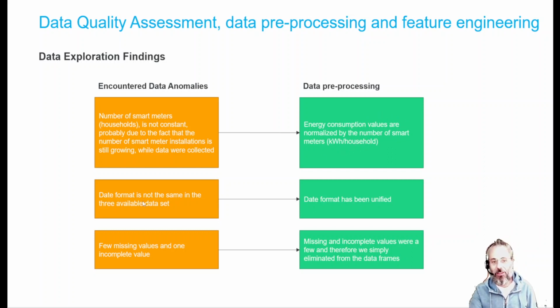The date format of the three data frames that we had to merge together was not the same, so we had to do some manipulation of the data to get the same format of the date, so that we can merge them together in a perfect matching of the data frames. And also there were a few missing values and one incomplete value, so we had to eliminate these small values to have more consistency in the data.